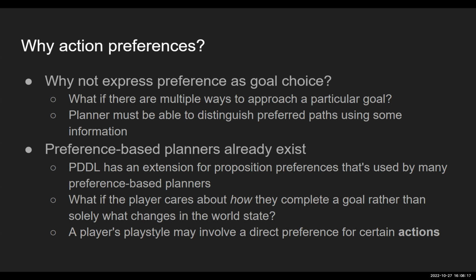You might also know that preference-based planners already exist. It is kind of an entire field. PDDL has an extension for preferences. But what if the player really cares about how they are completing the steps in order to reach the goal, rather than just what changes in the world state? The preferences in PDDL are proposition preferences, not action preferences. In the worst case, if you have a game level and there are two actions a player can choose that have the exact same effect on the world state, it's going to look the same to the majority of planners, but maybe the player strongly prefers the actual gameplay or the things that they're doing in order to do one of those actions. And so we want to be able to capture that.